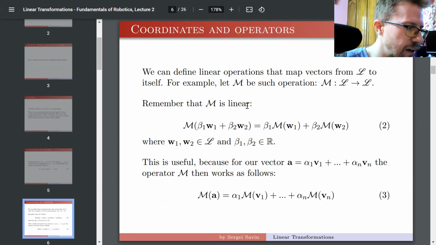Now we defined A. So we can define linear operations that map this vector space L to itself. So for example, let M be such an operation. So M maps L onto itself. When I say L is mapped onto itself, what I mean is that the result of the operation lies in the same vector space.